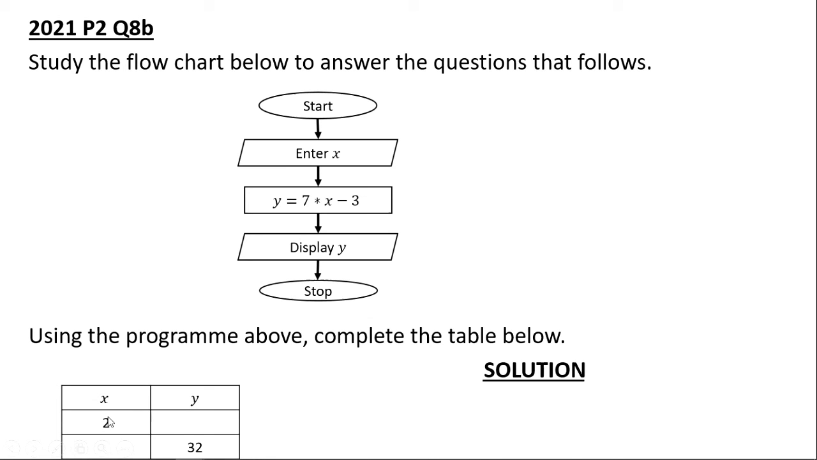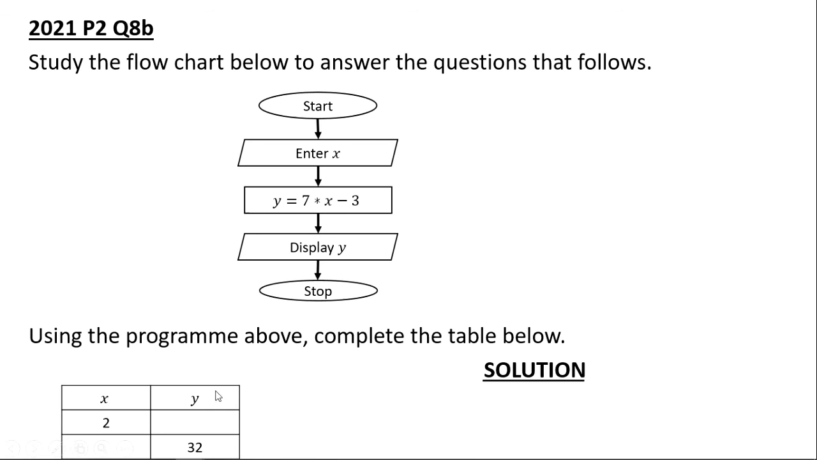So our first value given is X equals 2. What we are supposed to do is to substitute a 2 where there's that X. So we are saying Y is equal to 7 times 2 minus 3. When you multiply 7 times 2, you get 14. 14 minus 3 will give us 11. So under that Y, you are supposed to have 11.